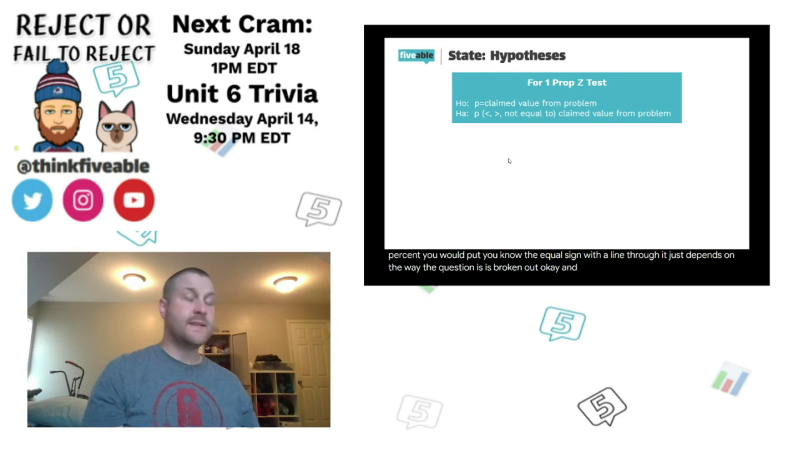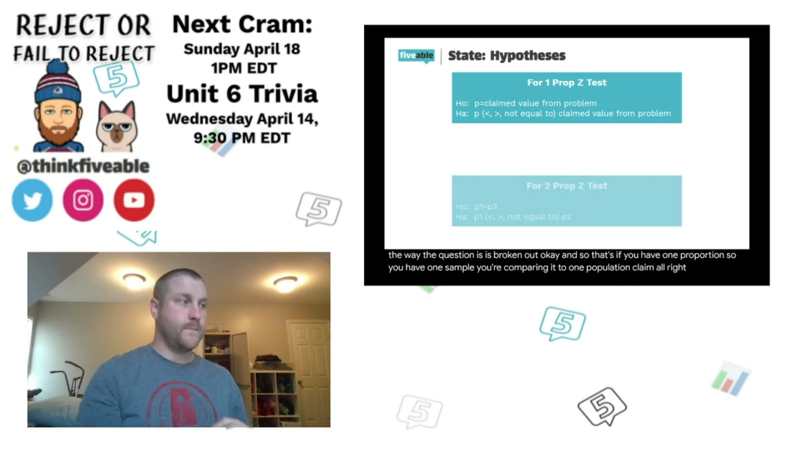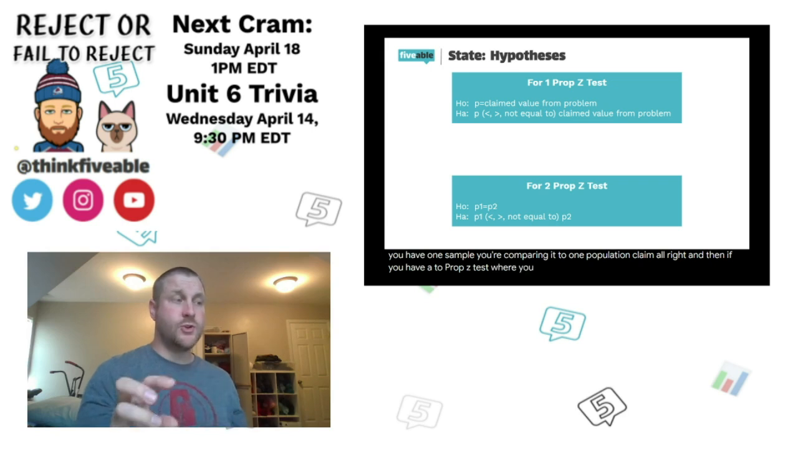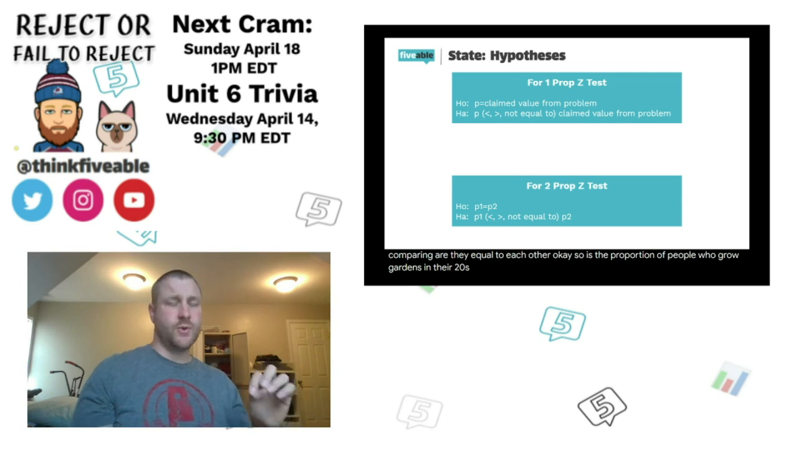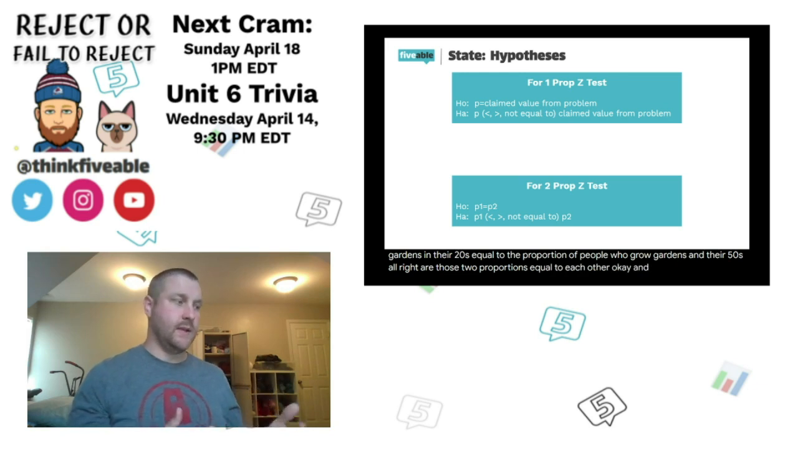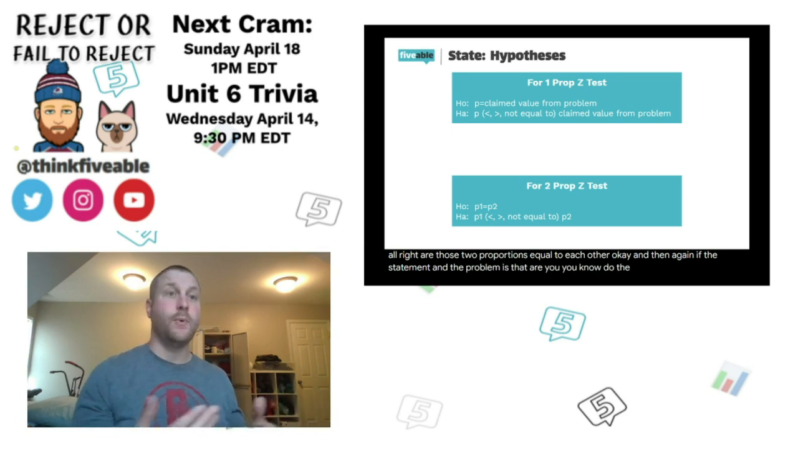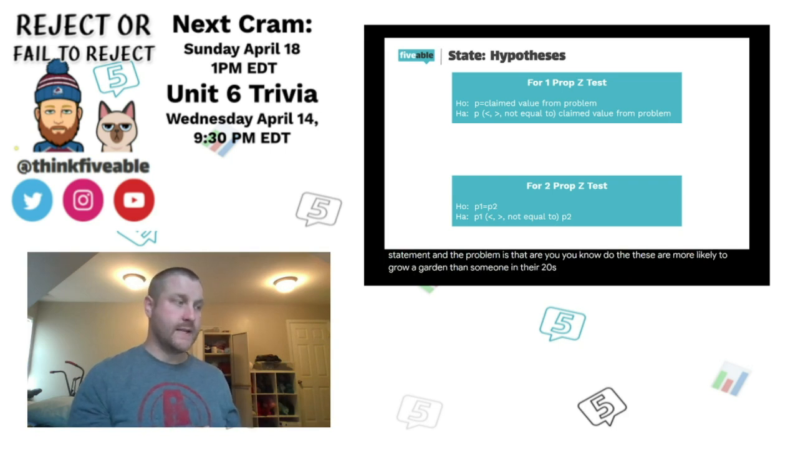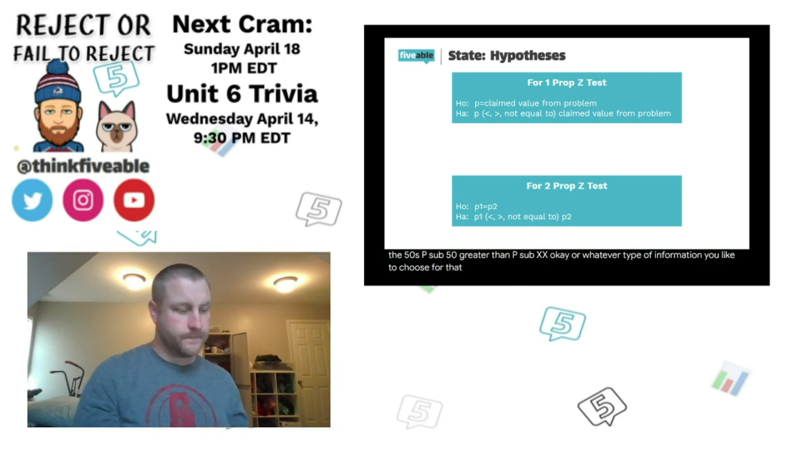Okay, and so that's if you have one proportion. So you have one sample, you're comparing it to one population claim. And then if you have a two-prop z-test where you have two samples, on that one you're generally comparing, are they equal to each other? Okay, so is the proportion of people who grow gardens in their 20s equal to the proportion of people who grow gardens in their 50s? Are those two proportions equal to each other? And then again, if the statement in the problem is, do the data give convincing evidence that people in their 50s are more likely to grow a garden than someone in their 20s? Then it would be the proportion of people in their 50s, P sub 50, greater than P sub 20. Or whatever type of information you like to choose for that.